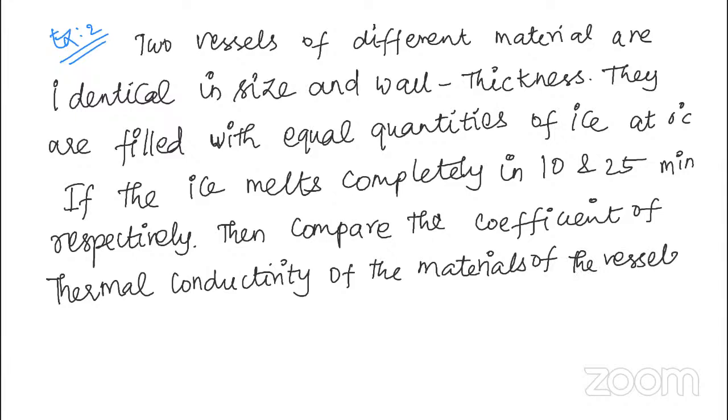Okay, so that is the problem. Here they are taking two vessels which are of different types of material. So for different types of materials, we need a clue. Okay, we have a clue. What is it? Different materials, which one is varied?